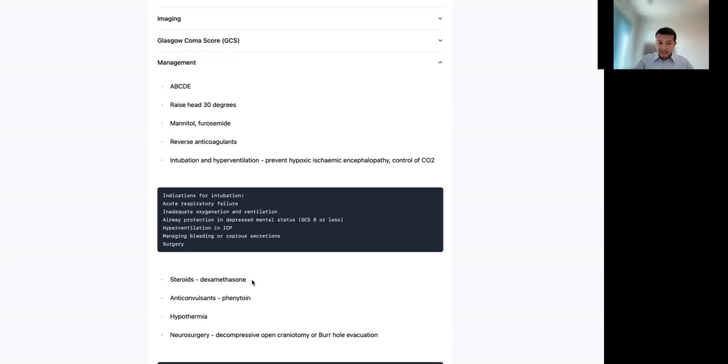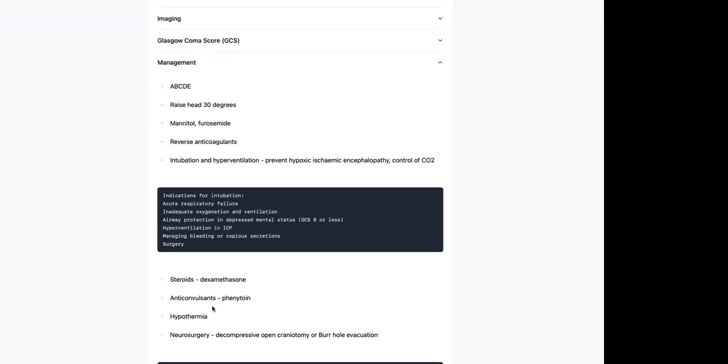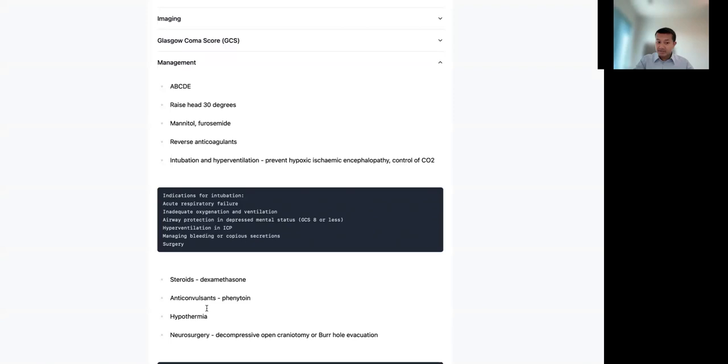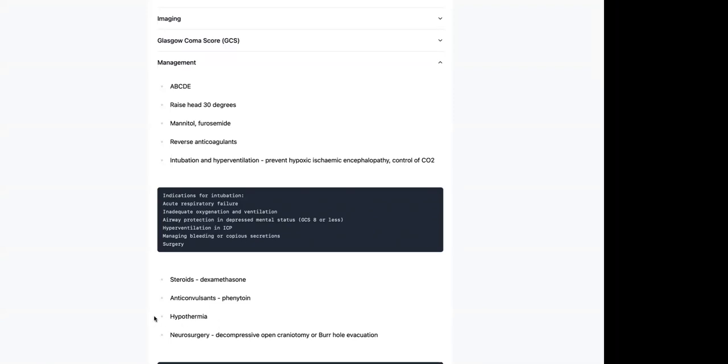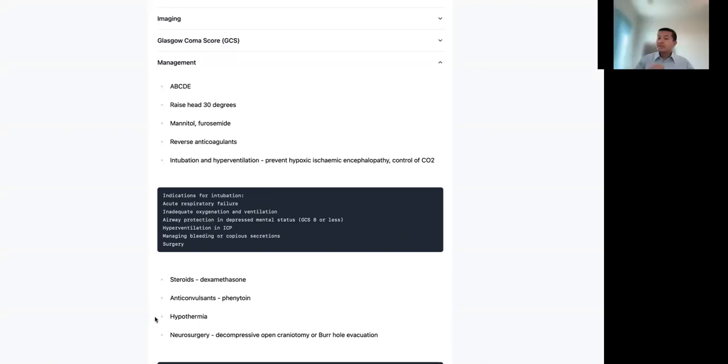And then steroids, again, slightly controversial, but usually give it to reduce the mass effect. So we use that in the tumor cases as well, for example. To control the seizures. Hypothermia. Why do we do the hypothermia? Slows down all the biochemical metabolic demand. It reduces the metabolic demand.